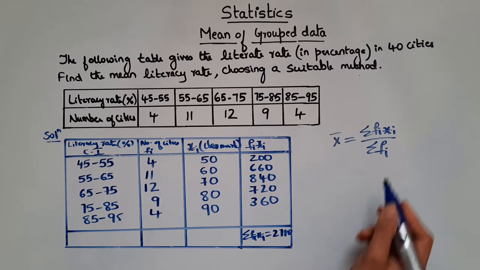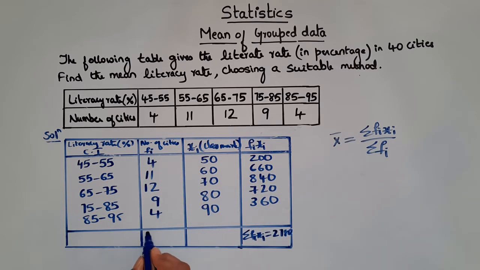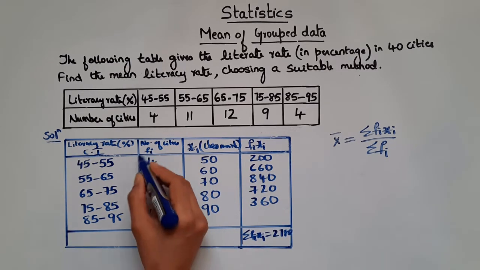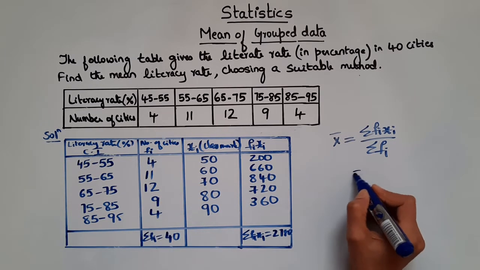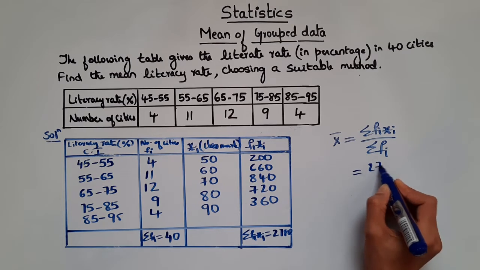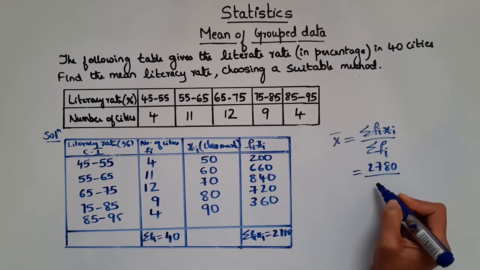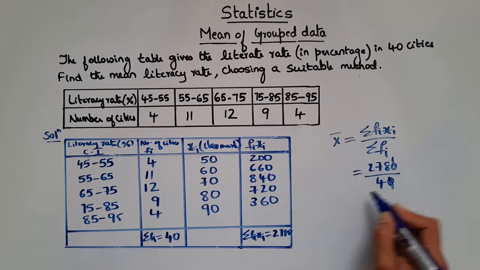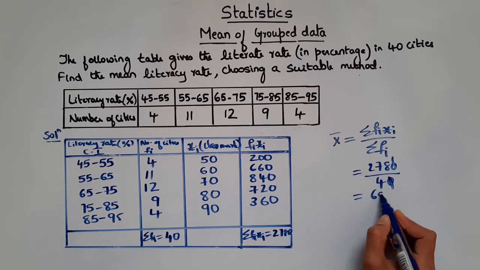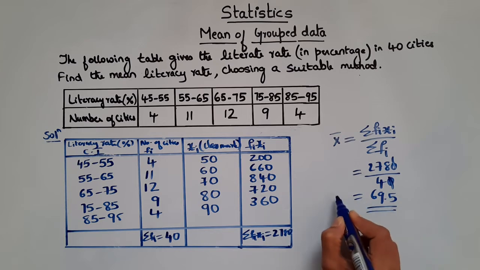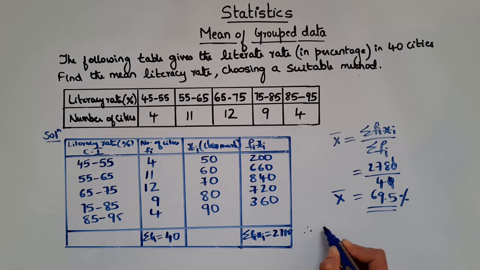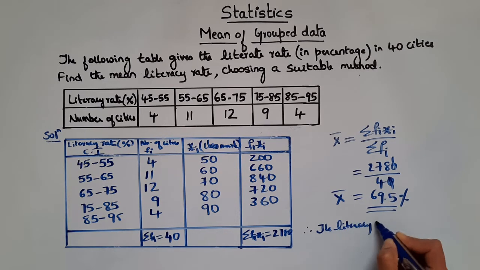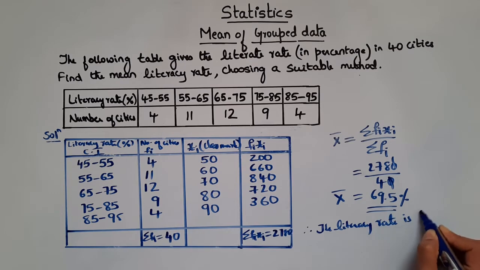2780. We also want sigma Fi. So we have to add all these terms. So this will give you 40. Now let's substitute in this equation. We have 2780 by sigma Fi, which is 40. So when you simplify this, this will give you 69.5. So your mean percentage is 69.5%. So therefore the mean literacy rate is 69.5%.